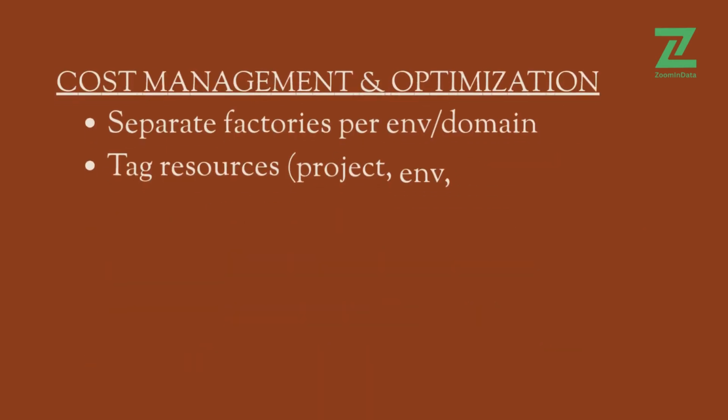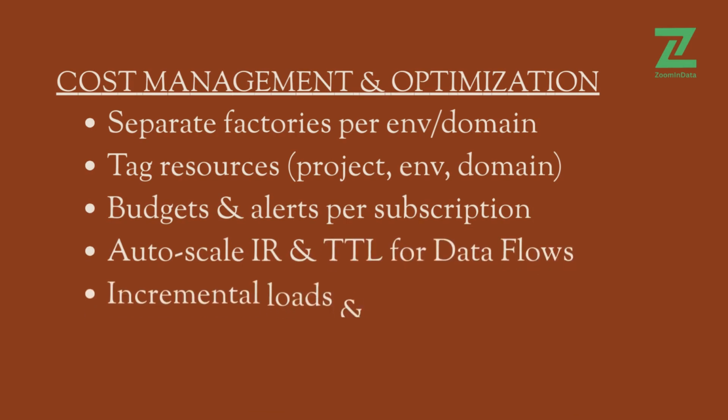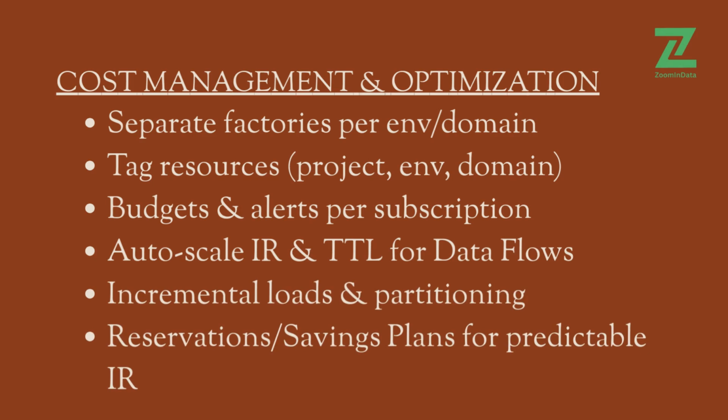Cost control at scale requires discipline. Use separate factories per environment and domain to isolate billing. Tag all resources, project, environment, domain, for accurate allocation. Set budgets and alerts per subscription or resource group. Enable auto-scaling and time to live on integration runtimes and data flows to avoid idle costs. Prioritize incremental loads and partitioning to minimize DIU hours. Apply Azure reservations or savings plans for predictable Azure IR usage.